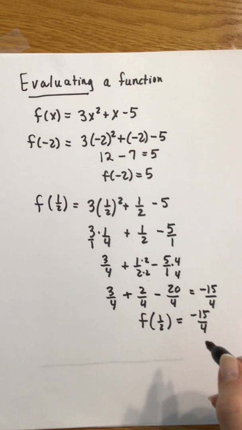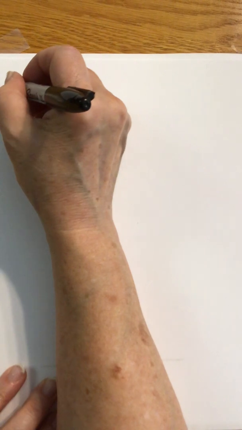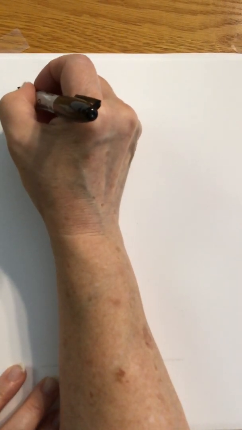So everybody caught up to that point? The next thing we're going to look at is a particular type of function. The one we're going to look at is called a piecewise function.